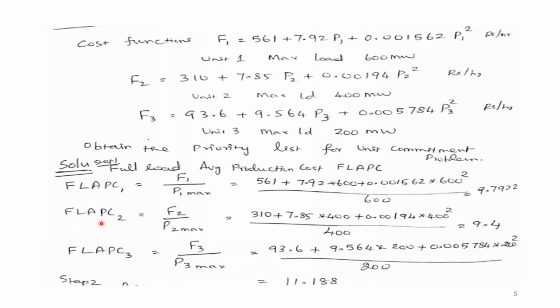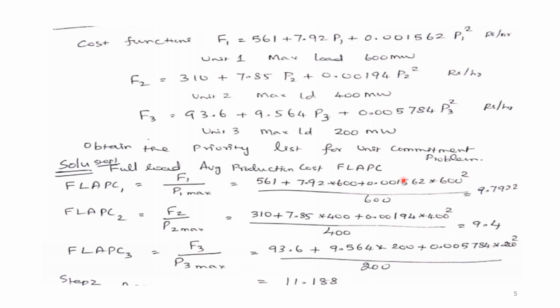Similarly, the full load average production cost for unit 2 is F2 by P2 max. P2 max is 400 megawatt. In the second equation I have substituted 400, so the answer is 9.4. Similarly, for the third unit, it is F3 by P3 max. P3 max given in the question is 200 megawatt. I have substituted in the third equation, and after simplification the answer is 11.188.